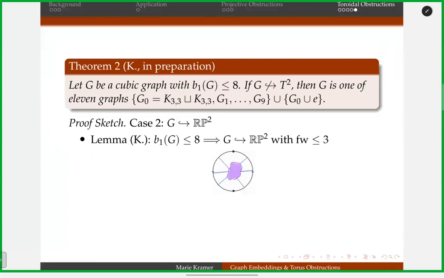We need to establish that if we have a cubic graph with Betti number at most 8, then there exists an embedding into RP2 of face width at most 3. I'm not going to go into too much detail about what the face width of an embedding into RP2 is, but we're going to be working with pictures like this. The majority of the graph is happening here, and then there are just 3 edges that see the topology of RP2. For these 3 edges, we need to make them go round. The more formal definition involves intersections of edges with an essential cycle in RP2, but this is the picture we're going to be working with.